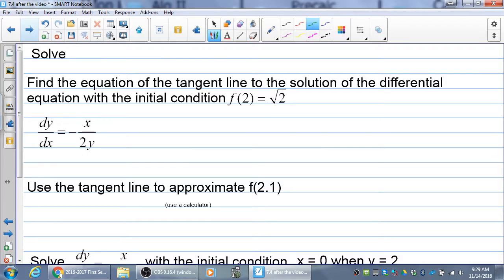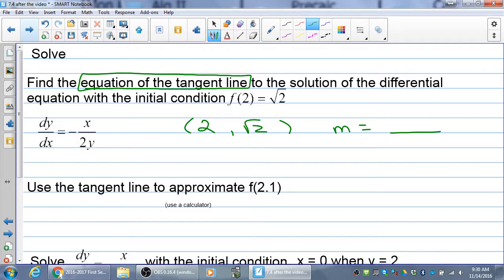Find the equation of the tangent line to the solution of the differential equation with the initial condition. Equation of the tangent line. If I see equation of a line, I need a point and I need a slope. And we did that over and over and over again. Every time we found a new derivative, we're finding equation of tangent lines. Well, they give us the point, 2, square root of 2.